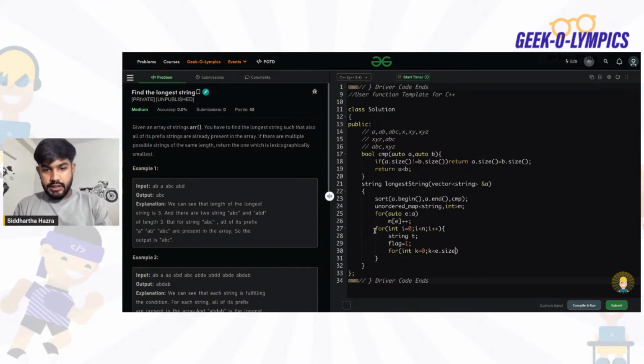Okay, just let me see. Okay, यहाँ पे तो e है ही नहीं ना. Okay, k is less than a of I dot size, and then I plus plus, and then this is k plus plus. I make a lot of mistakes in this.